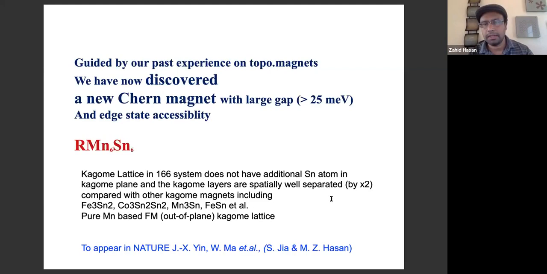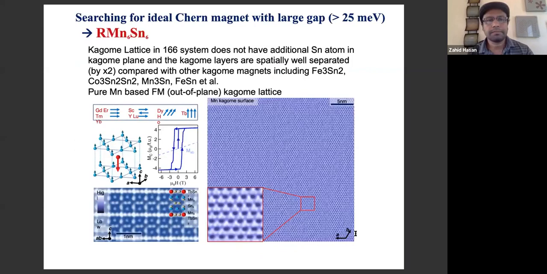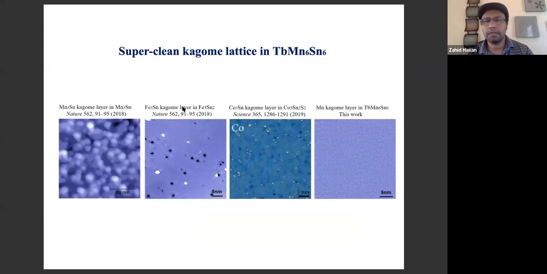This is a collaboration between Shuang Jia and my group. The fact that it is a large-gap Chern magnet that allows you to access edge states and also Landau quantization is all possible with the work of Jiaxin Yin, my STM team member. Another remarkable thing is that this sample is so clean. Compared to other Kagome magnets that people have studied so far, in our STM setup you can see that this particular compound is remarkably clean. So this immediately tells us that a lot of fine-detail physics is possible.